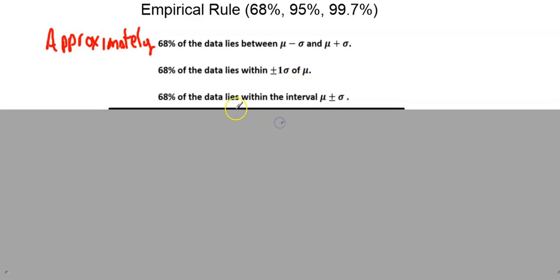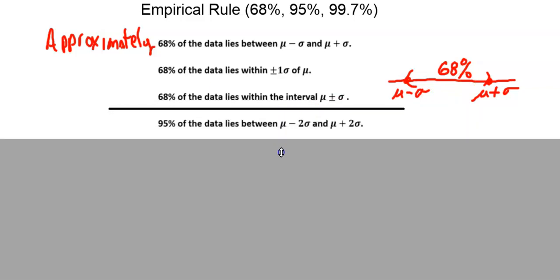Another way is 68% of the data lies within the interval mu plus or minus sigma. Now when it says interval of plus or minus sigma, what I'm thinking about here is a line where I have a point here that is mu minus sigma, and I have another point over here that's mu plus sigma, and that has formed an interval, and 68% of my data would be found between those 2 points.